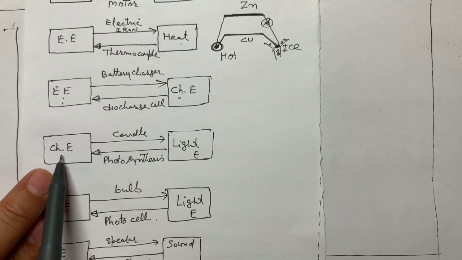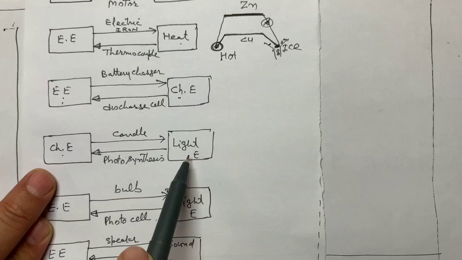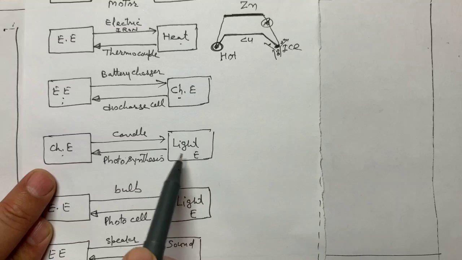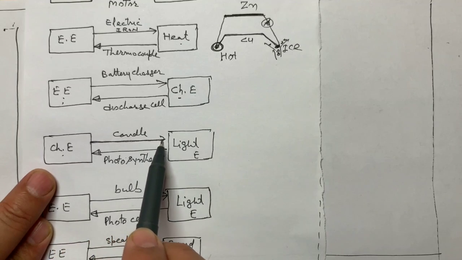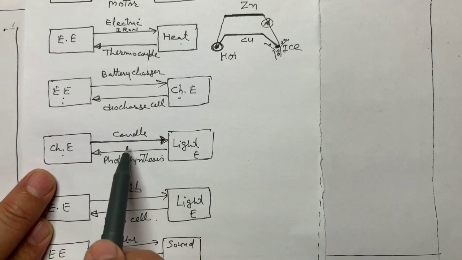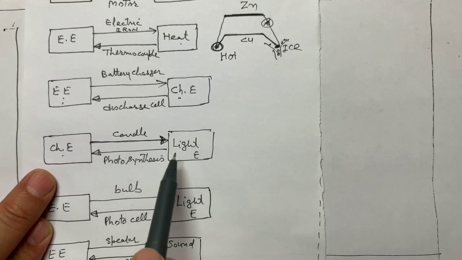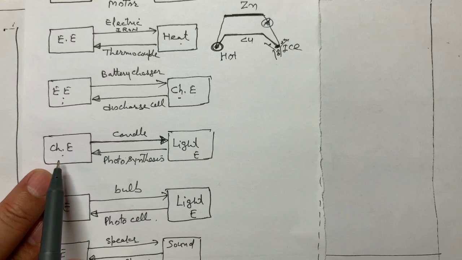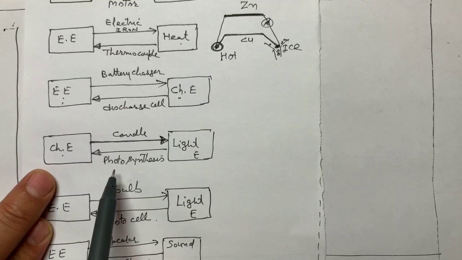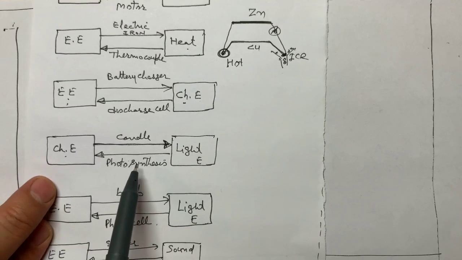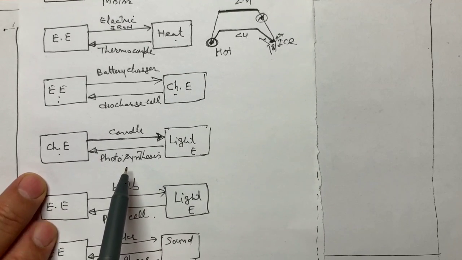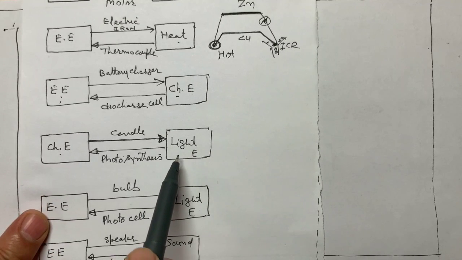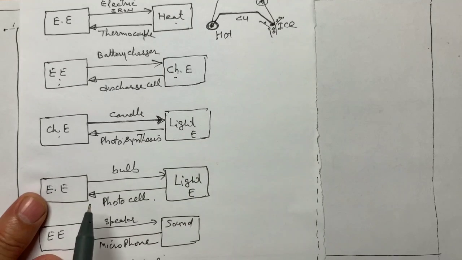Similarly, chemical energy is converted into light energy. Candle. In a candle, a chemical reaction takes place and light is produced. On the other side, light energy is converted into chemical energy by photosynthesis. Plants produce their food in the presence of light by photosynthesis. Light energy into chemical energy.